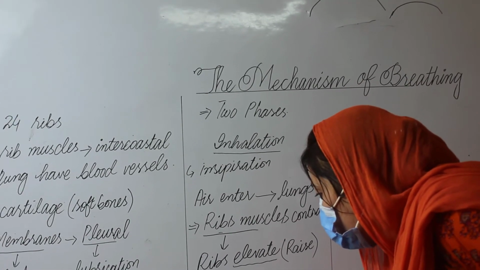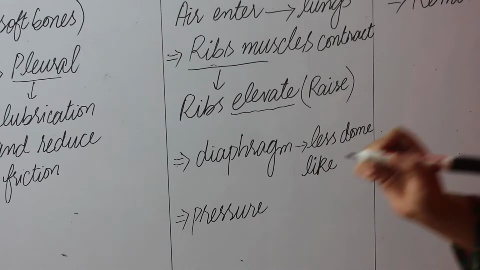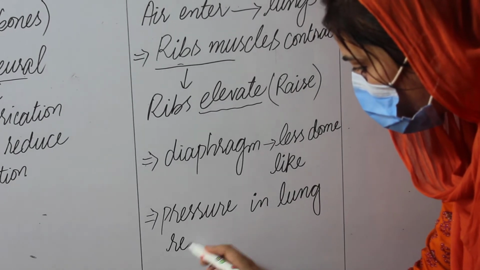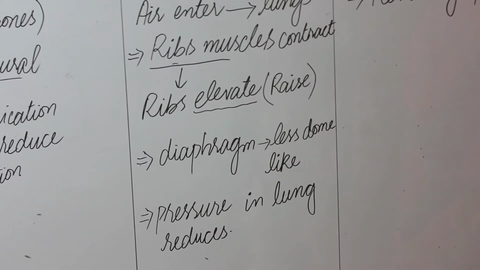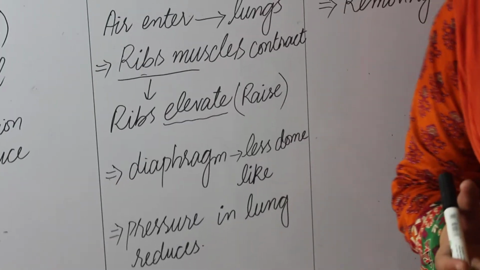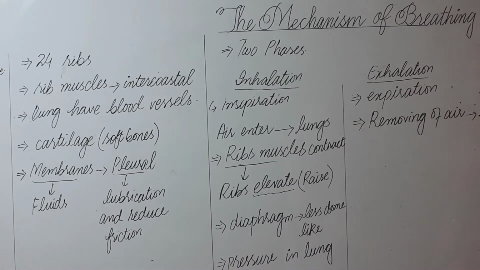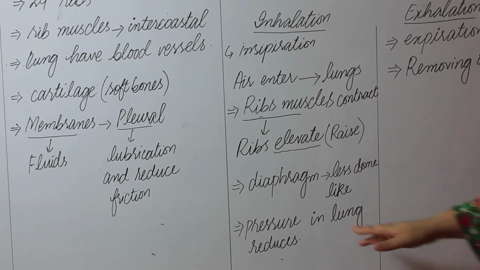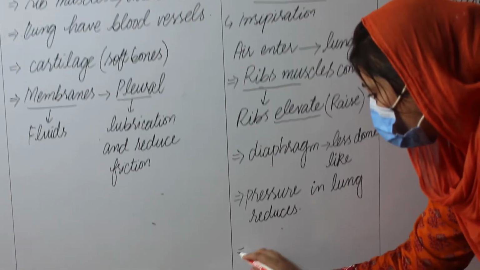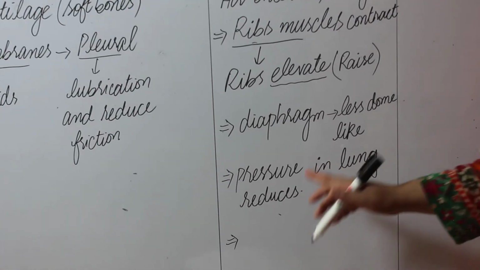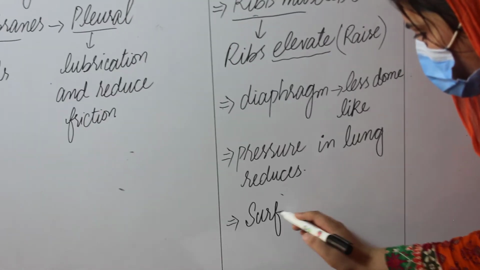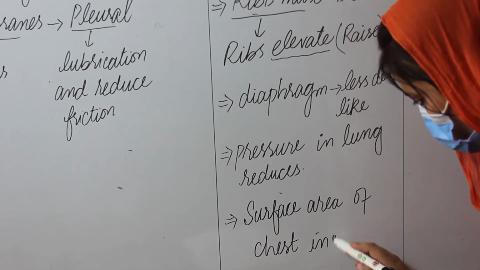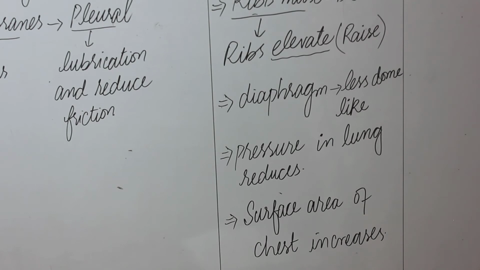So, the next point is pressure in lungs reduces. During the process of inhalation, pressure in lungs reduces. Now, what is the meaning of this sentence, that pressure in lungs reduces? It means that when air enters from the atmosphere into the lungs, the pressure inside the lungs reduces, clear? And as a result of the pressure reducing, the surface area of the chest increases. So, this is all about the process of inhalation.